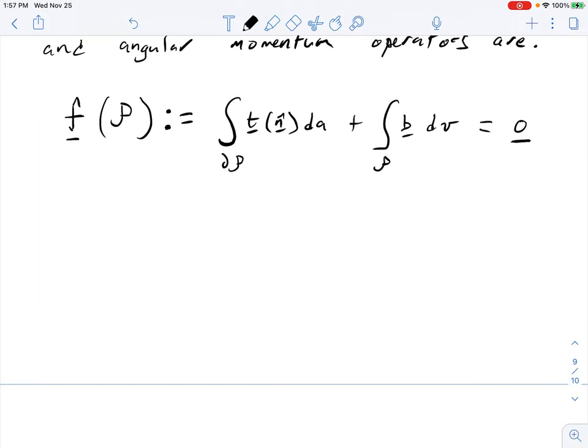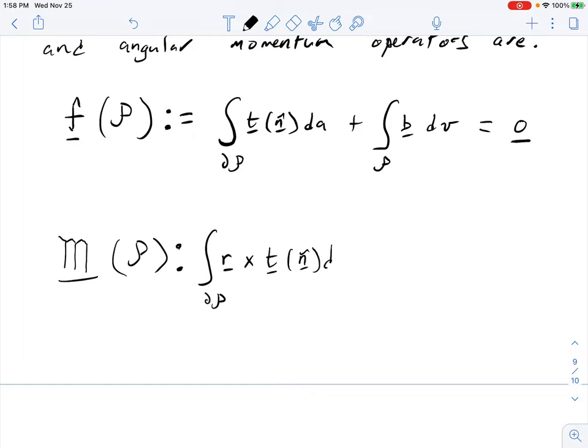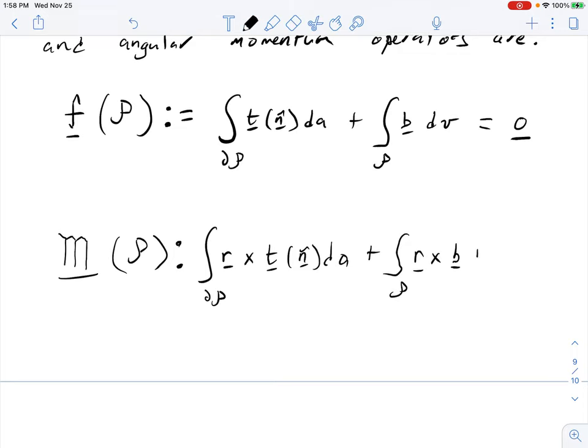All right, and then our angular momentum balance operator is going to look pretty similar. Integral over the boundary of the moment due to the surface traction plus the integral over the body of the moment of the generalized body force, dv, is equal to vector zero.